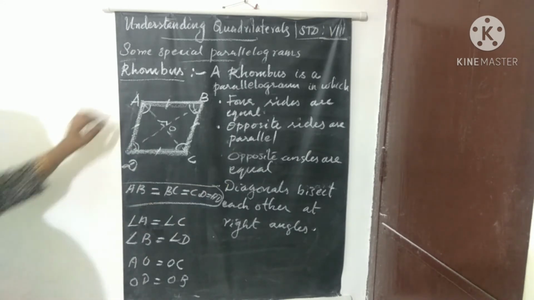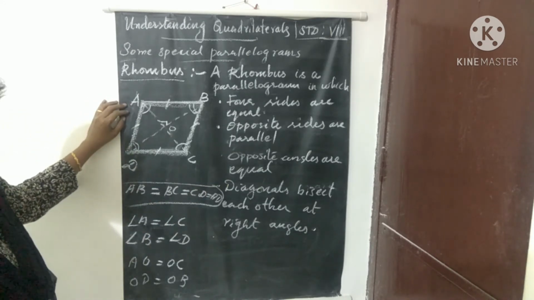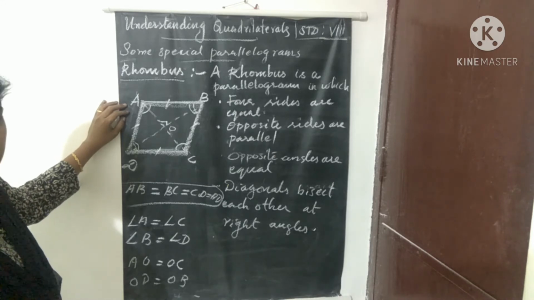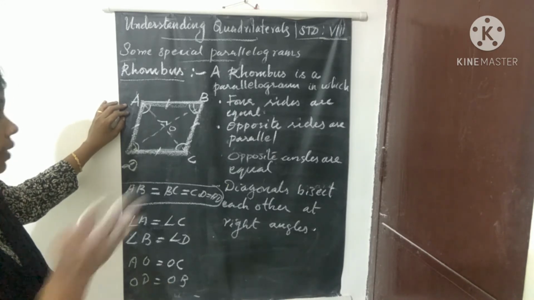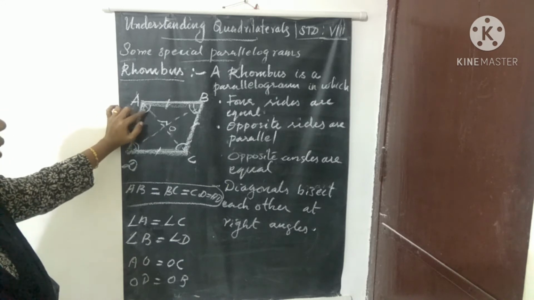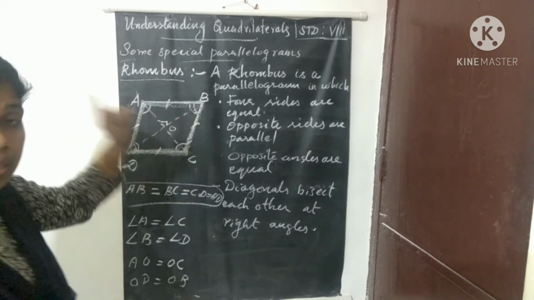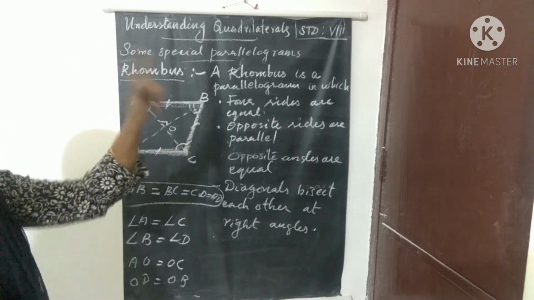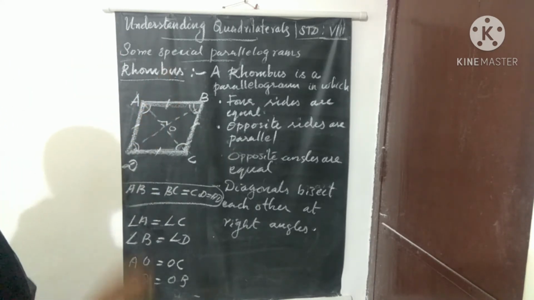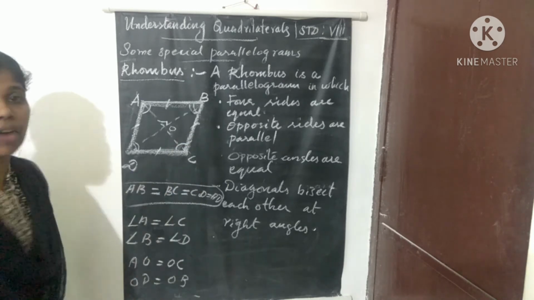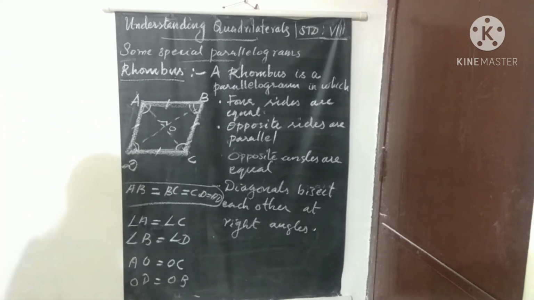All of you understood? What is the difference from a rectangle? In a rectangle, each angle is 90 degrees, and opposite sides only are equal. Here, all sides are equal in length. Okay, right.